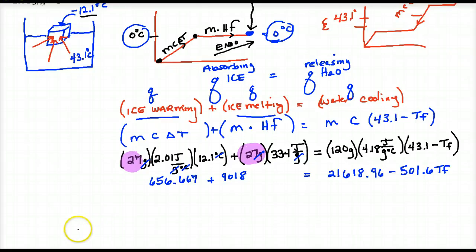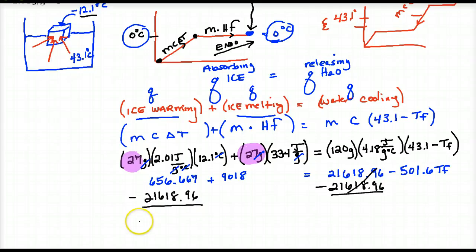And now we are going to simplify further. Negative 21618.96, that's going to cancel, and that becomes negative 21618.96. I do the math. I believe I get a negative 11944.293.